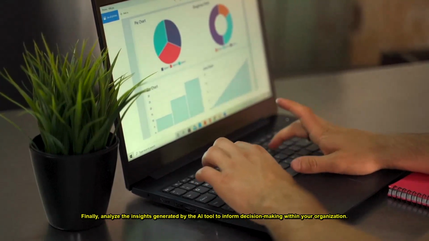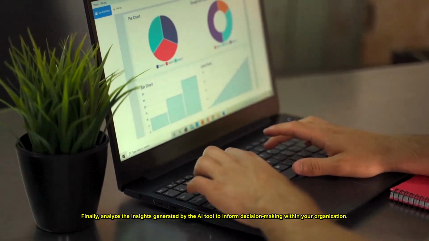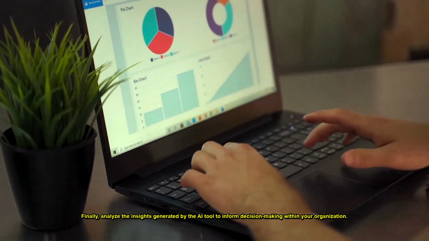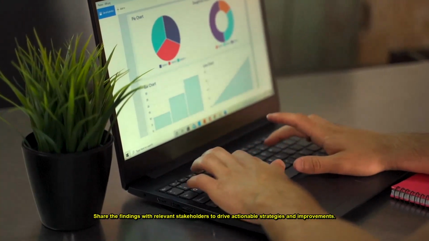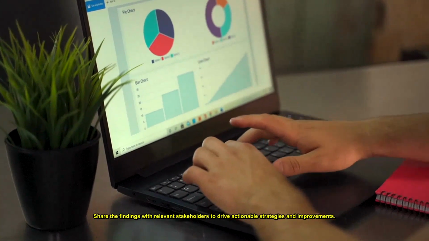Finally, analyze the insights generated by the AI tool to inform decision-making within your organization. Share the findings with relevant stakeholders to drive actionable strategies and improvements.